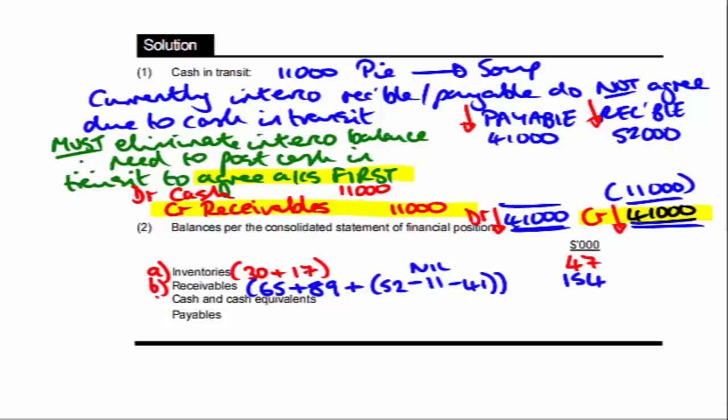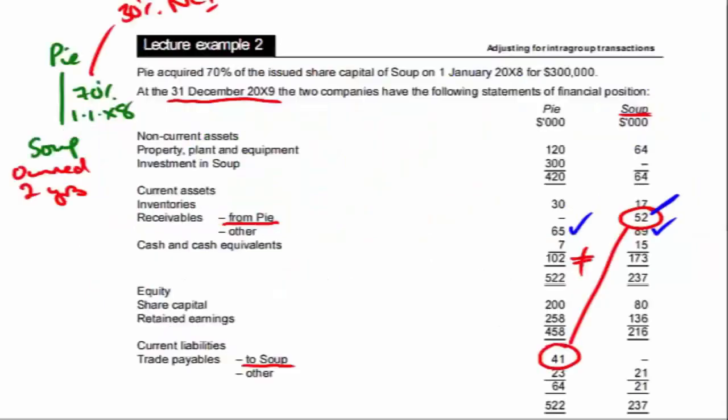Cash and cash equivalents, what we had on the face of the separate financial statements originally, so 7 plus 15 per the SOFP for the parent and the subsidiary, but then we've posted through some extra cash to do with that cash in transit, so there would have been 11 added into that for the in transit items at the year end. So the cash balance will have gone up to 33, and our final balance payables again should be external payables only. So we would have 23 external, 21 external, which should be left within the group accounts, and then this 41 would be contraed out as part of that elimination of the intercompany balances.